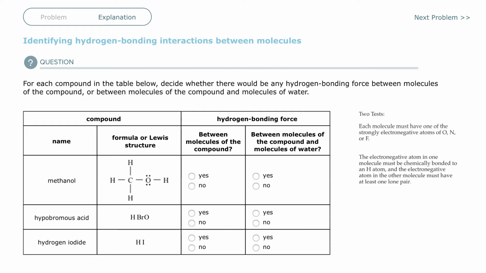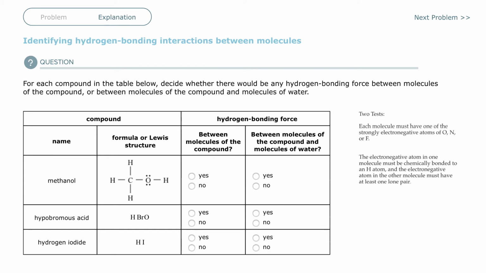So we're going to look at some examples and see if they meet the criteria. The first one we're going to look at is methanol. Methanol has an electronegative oxygen attached to a hydrogen. Let's see: it's got an oxygen, nitrogen, or fluorine, so that's fine, and it is attached to a hydrogen. So it is a compound that could bond with another electronegative atom in another molecule.